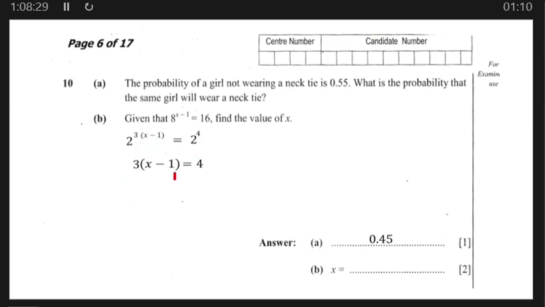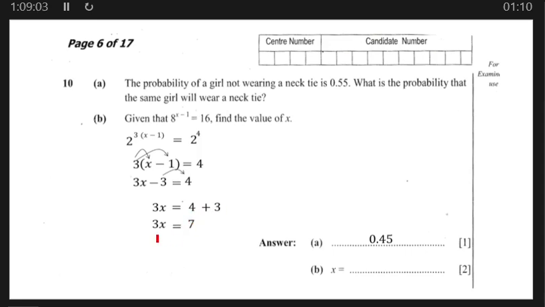Now to clear out the bracket, we'll multiply 3 times x, which is 3x, 3 times negative 1, which will be negative 3, equals 4. So the brackets are cleared. So collect like terms as usual. Equations are always coming. You need to know equations. I'm emphasizing. So this is a number, this is a number. So this one will cross. So I have 3x is equal to this 4. This one becomes positive 3. Then 3x is equal to 4 plus 3, which will be 7.